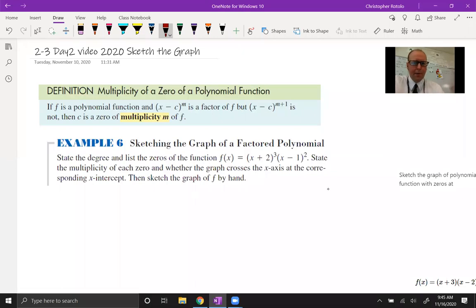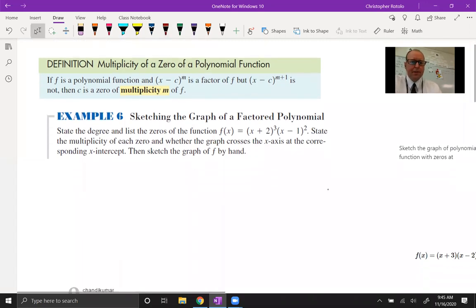Hey there, Pre-Calc. We're on day 2 of sketching the graph, trying to deal with what's going on here. A lot of these things we talked about in Algebra 2, just kind of touched on. One big thing we have to talk about today is the multiplicity of a zero, and that is determined by the power. So we know if it's x minus c, that means c is going to be an answer here.